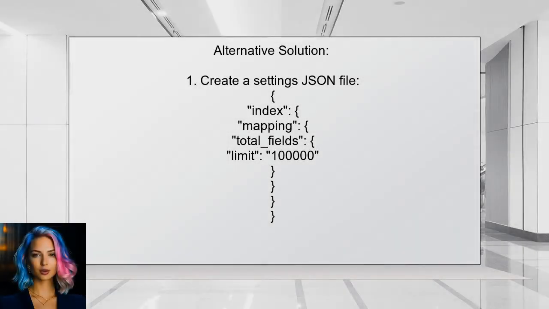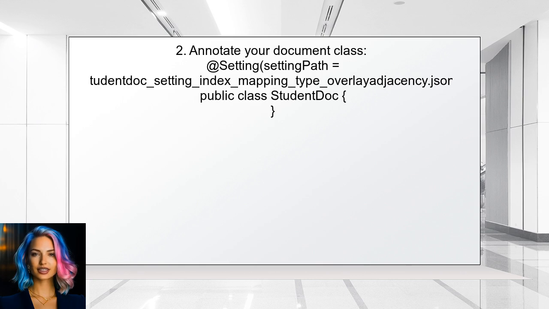An alternative solution provided by another user suggests creating a settings file for your index mapping. They recommend defining a JSON file that sets the total fields limit for your index. In their example, they use a file named student.doc_setting_index_mapping type overlay adjacency.json to specify that the total fields limit should be 100,000. Additionally, they annotate their document class with the @Setting annotation, pointing to this settings file.